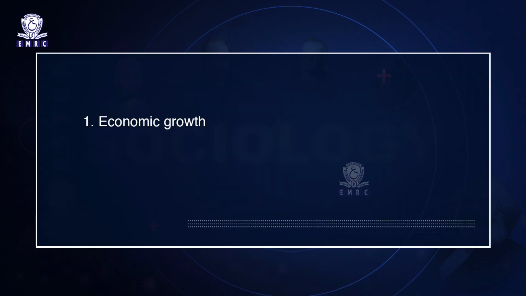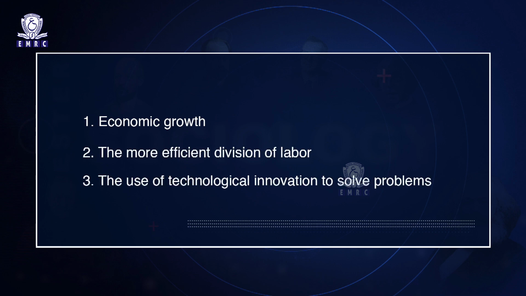Now let us discuss the characteristics of industrialization. The first one is economic growth, the second is more efficient division of labor, and the third one is the use of technological innovation to solve the problems as opposed to dependency on conditions outside of human control.